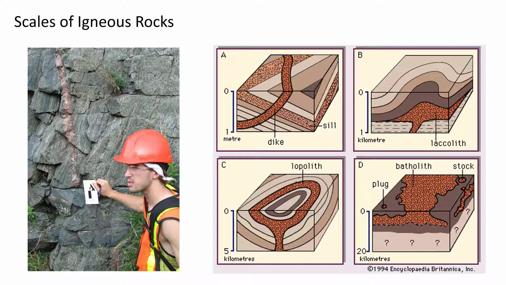Looking at the diagram B and C, we're getting into the laccolith and lopalith scales at the kilometer to a handful of kilometers. And finally, the largest scale feature you'd get for an intrusive igneous rock are combinations of stocks and plutons into batholiths, and those can be on the tens of kilometers of scale.